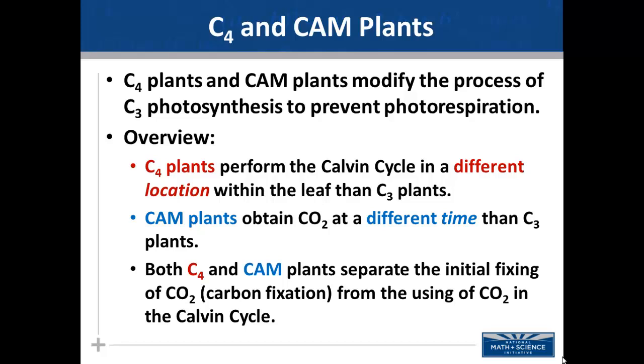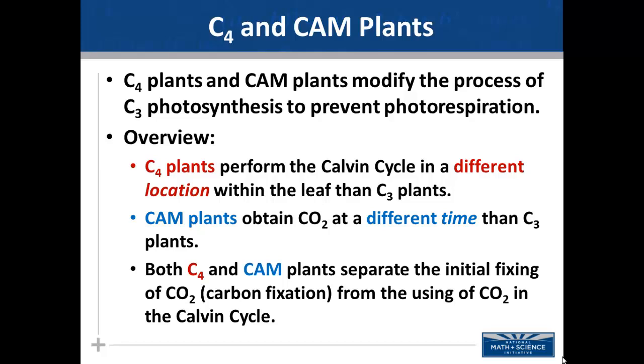Both C4 and CAM plants separate the initial fixing of carbon dioxide, which is carbon fixation, from the use of carbon dioxide in the Calvin cycle. So they really separate those two things, where they take the carbon dioxide in and fix it, make it part of an organic compound, and then they use it separately in the Calvin cycle to produce the glucose.